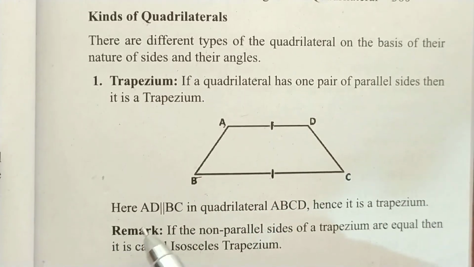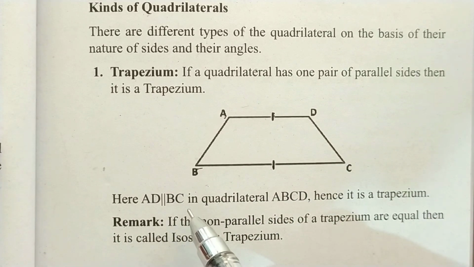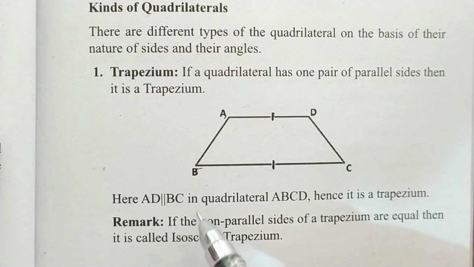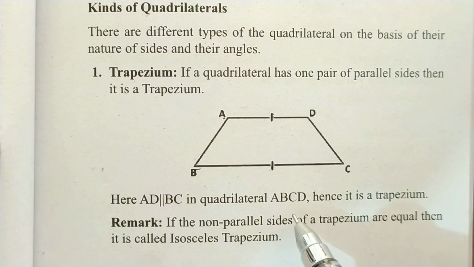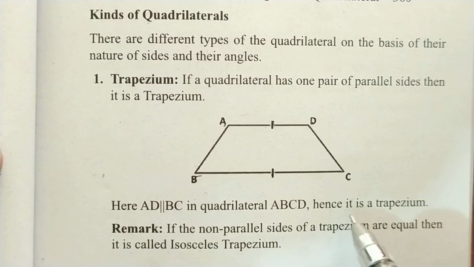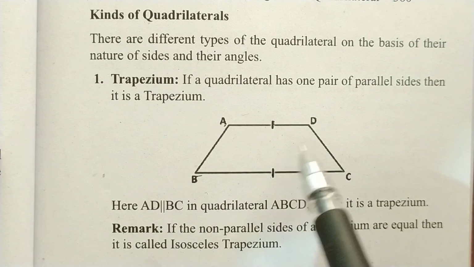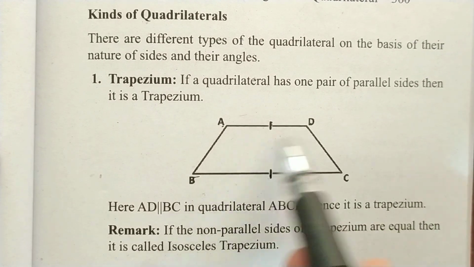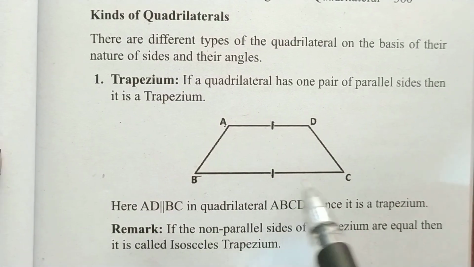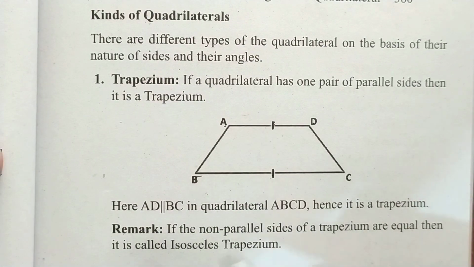Now here AD is parallel to BC. AD line is parallel to BC in quadrilateral ABCD, hence it is a trapezium. So in this figure, there is only one pair of parallel sides. So this is said to be a trapezium.